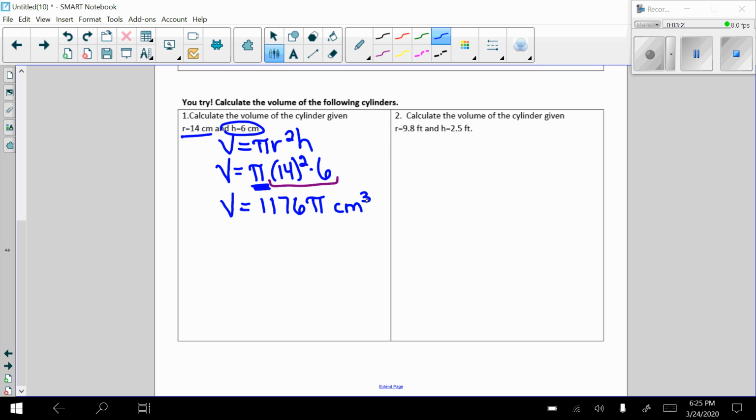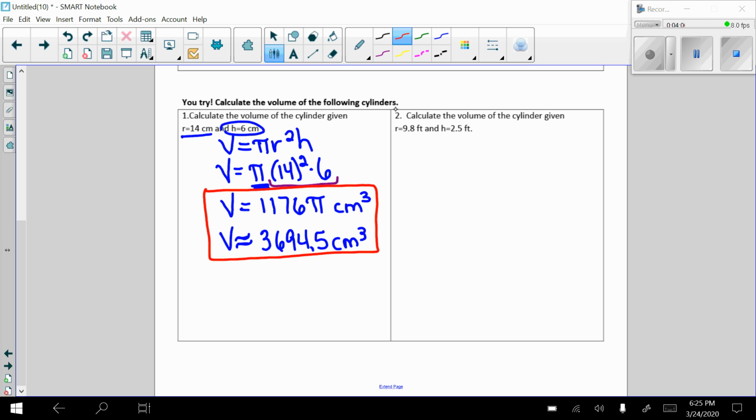That right there, 1,176 pi centimeters cubed, is the exact volume of this cylinder. Now we also need our approximation. So remember, you can either multiply 1176 by pi or 1176 by 3.14. When you do that, our approximation is 3,694.5 centimeters cubed. Now, keep this in mind: I used the pi key. So if you multiplied 1176 by 3.14, your answer is going to be slightly different than mine, but it should be right around that 3,700 mark.